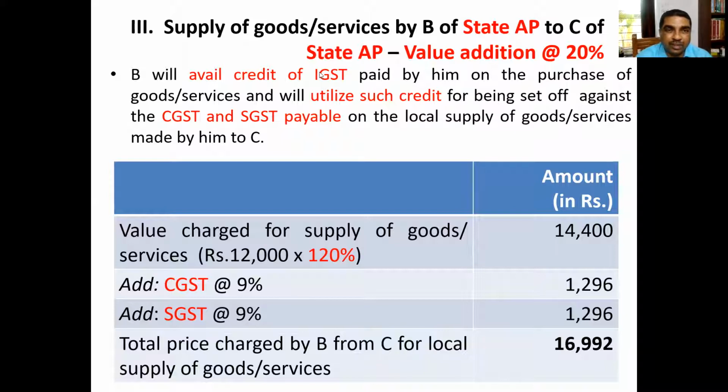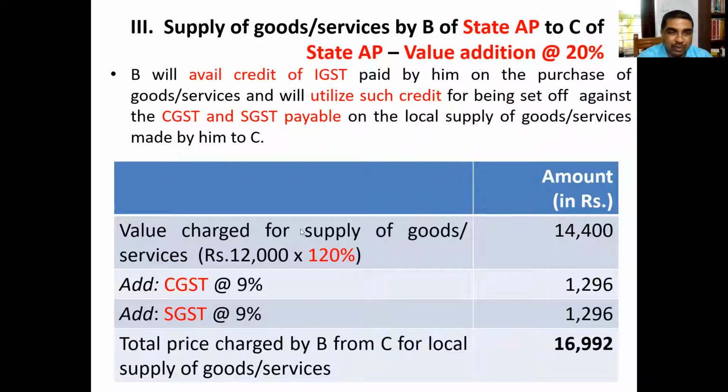Understood? Now B will avail credit of IGST. B is having IGST credit paid by him for purchase of goods and services. That will be utilized. He will be using such credit for settlement of CGST and SGST payable because he is selling to another person in the state of AP. So now he has to pay CGST and SGST. But how will he be paying? He's already having IGST input tax credit that can be utilized. Let us see this example.